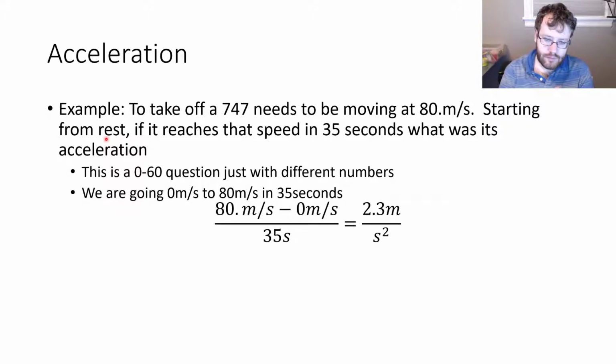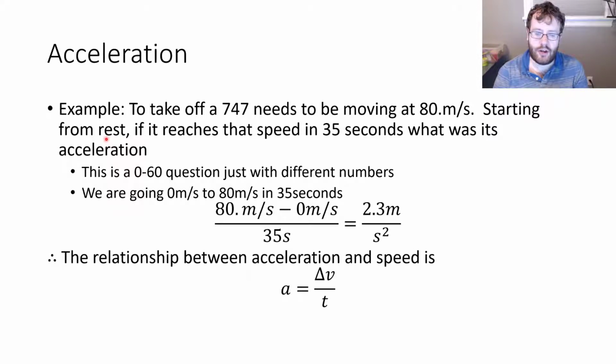Now, I'm going to do the same math I did for the 0 to 60 question. There I took that 60 and subtracted 0. In this case, I'm taking the 80 meters per second, subtracting 0 meters per second, and dividing by the time to get my overall answer of 2.3 meters per second squared.